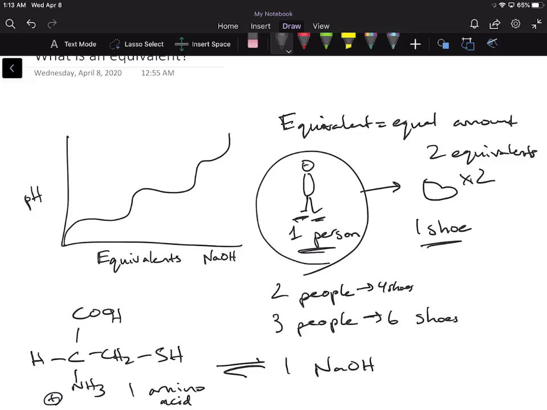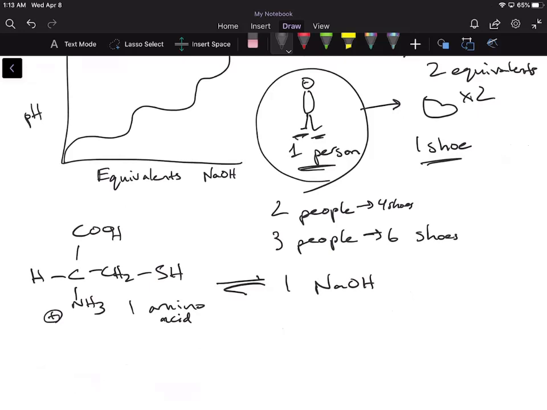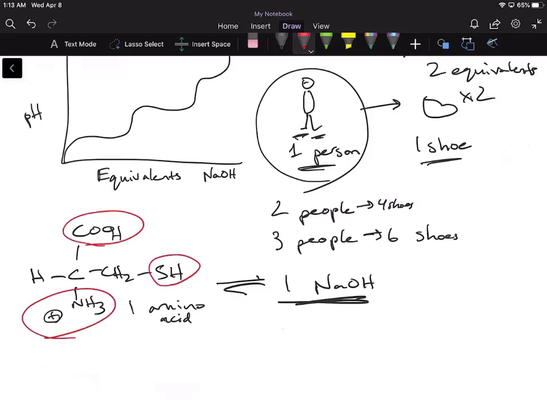An equivalent, again, all it means is an equal amount. So now, if we had one amino acid and an equivalent is one NaOH, think about it like this: how many different ionizable groups does your amino acid have? If we're looking at our amino acid, we have the alpha carboxyl group, the alpha amino group, and the thiol group here. So we actually have three groups that can get deprotonated. So if we need to deprotonate three groups, we would need three NaOHs, i.e. three equivalents, to fully deprotonate this amino acid.